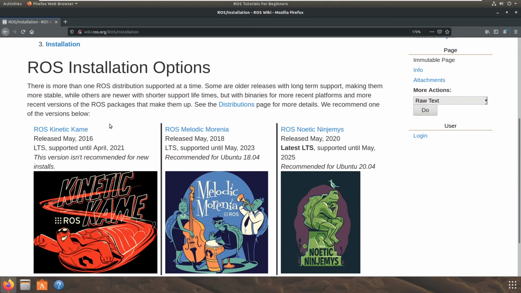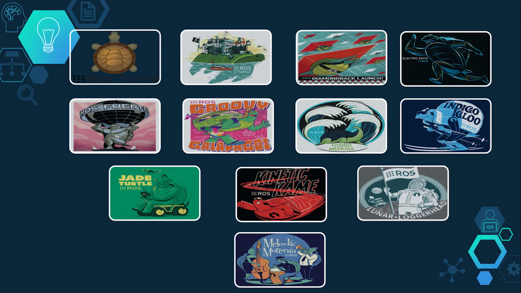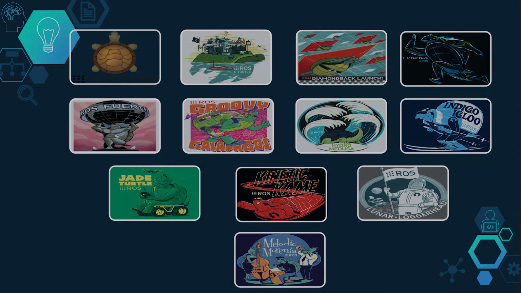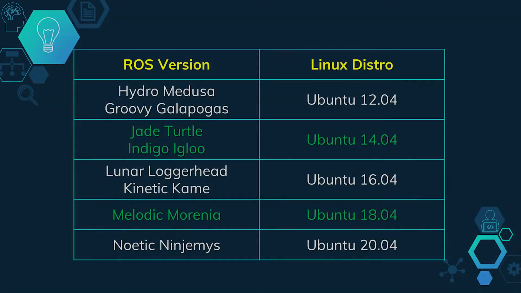Here you can see that the ROS installation page presents different ROS versions named ROS Kinetic, ROS Melodic and ROS Noetic. ROS releases a new version almost every year, and here is the list of all the versions released until October 2020. Also, these ROS versions are officially supported on a specific version of Ubuntu operating system. So, for example, if you plan to use ROS Kinetic, then you should have Ubuntu 16 installed in your PC.